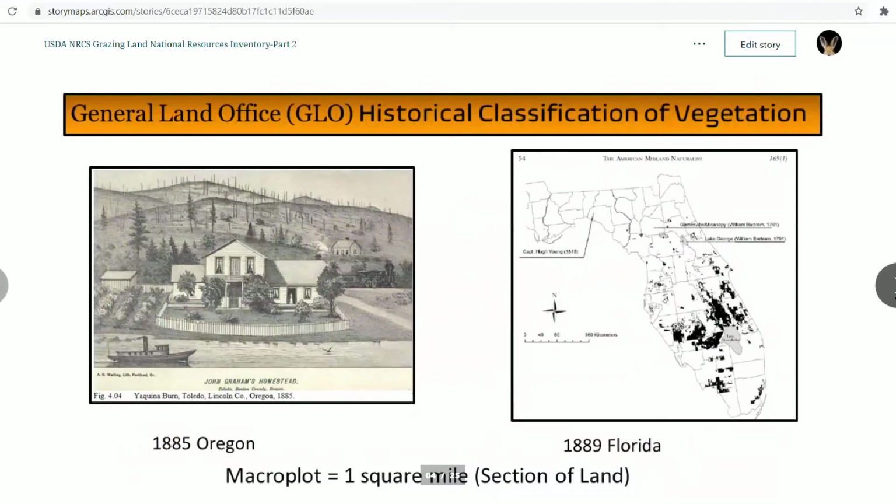The GLO, General Land Office, is the second point for macroplots. The macroplots got a little bit smaller. The GLO field work in the 1880s marked down many details of a section of land being transferred from government to private settlement. In Oregon, an ice house, river transportation, and forest resources are documented through the GLO drawings. In Florida, the GLO map work preserved the location and expanse of historic plant communities such as the dry prairie.